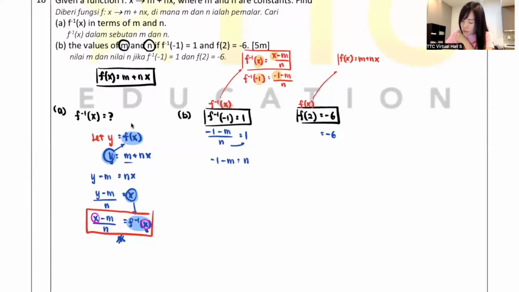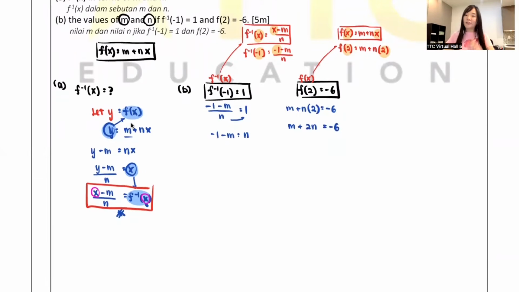So now you want to do what? You want to do F2. So guys, how do I do the F2? Then the X, I will change it to 2. Then I can write back here, M plus N times 2. Understand all? The X becomes 2, this X also becomes 2. Let's expand it. So M plus 2 times N, 2N, equivalent to -6.